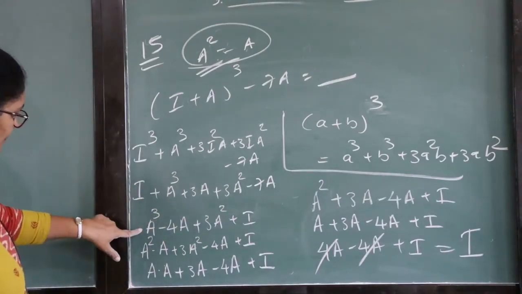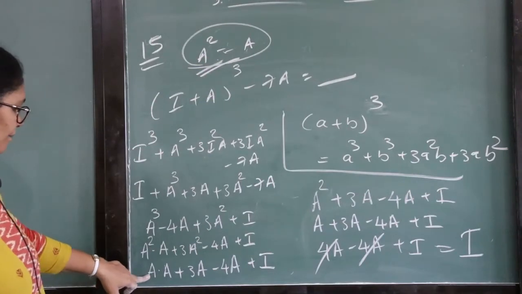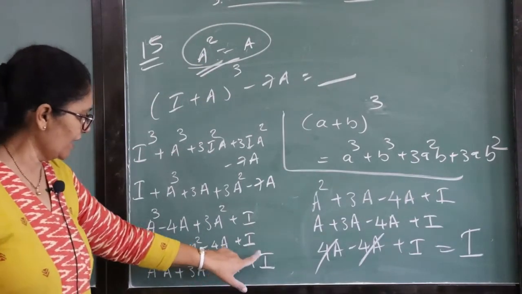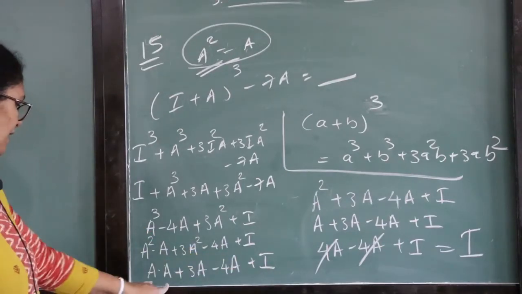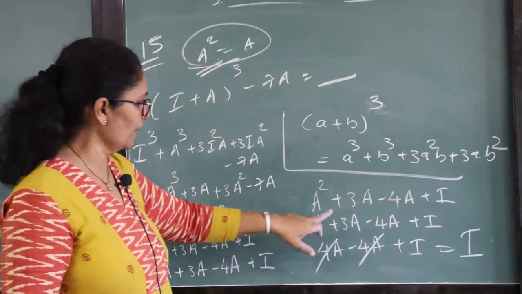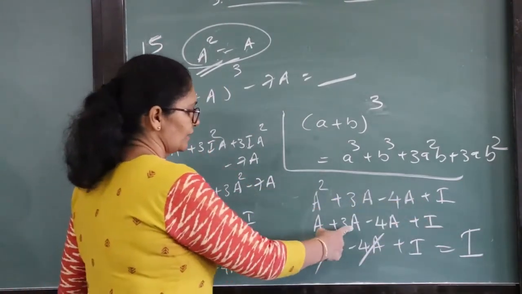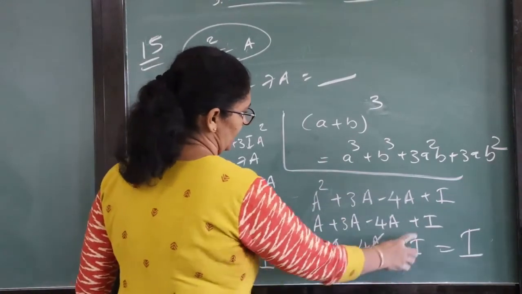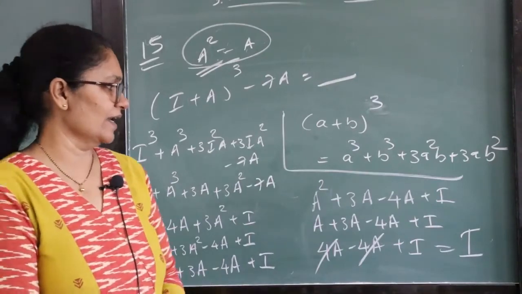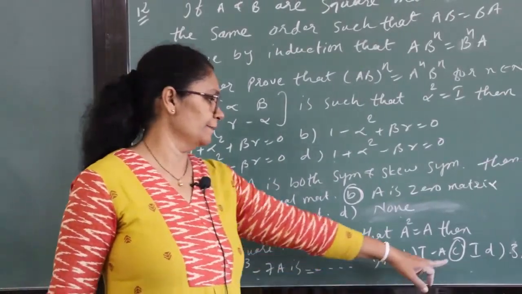Now A cube, we have split A square into A, and in place of A square we have written A. Now A into A, again A square, this A square is A, 4A as it is, I as it is. A square, again we have written A, because we are given the result A square equal to A, 3A as it is, minus 4A as it is, I. A and 3A is 4A, 4A cancel. Remaining is the identity matrix. So you get the answer as the identity matrix, which is your option number C.